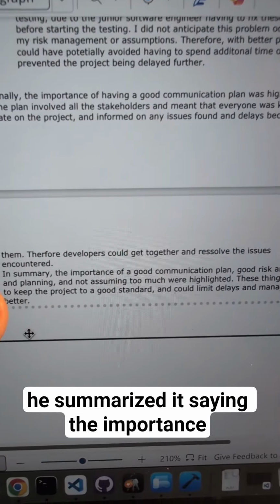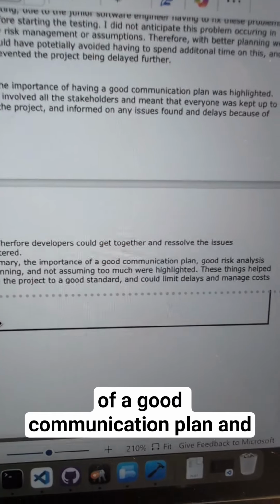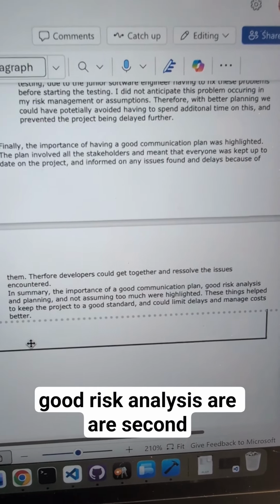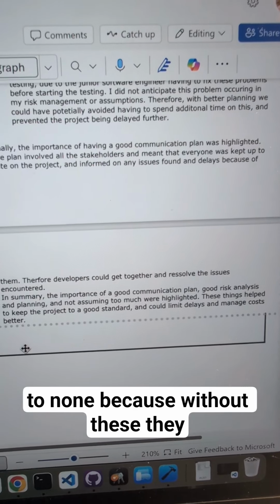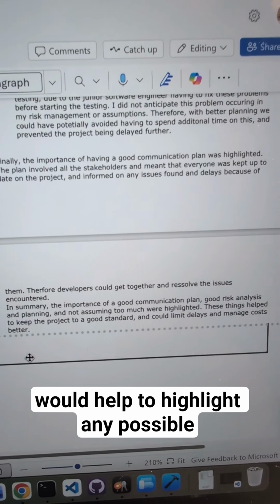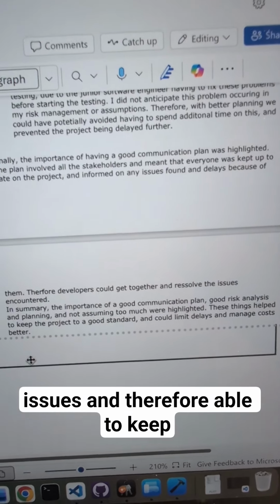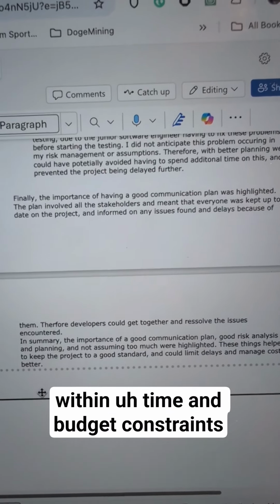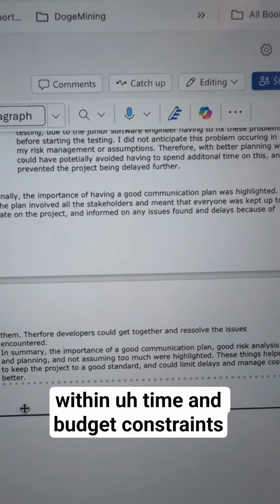And then he summarised it saying the importance of a good communication plan and good risk analysis are second to none, because without these they will help to highlight any possible issues and therefore able to keep things at high quality and perhaps within time and budget constraints.